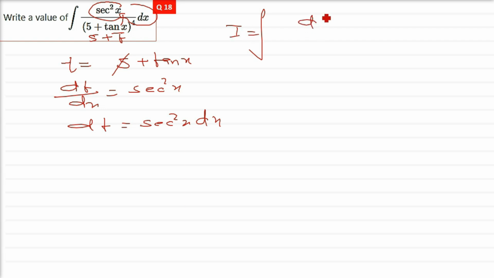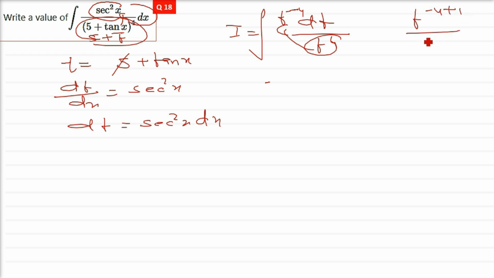So this integration will become integral of dt, because sec square x dx is already there, and 5 plus tan x was taken as t. It is t raised 4. And I hope it's quite clear to you how to do this. T raised 4 will be taken upstairs. It will be t raised minus 4. It will be t raised minus 4 plus 1 divided by minus 4 plus 1. And this will be t raised minus 3 by minus 3.